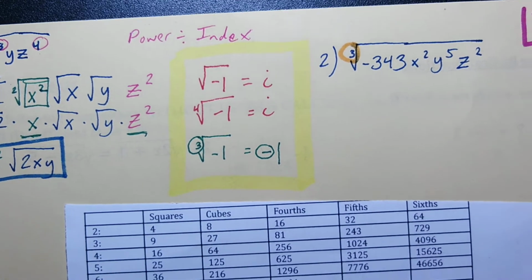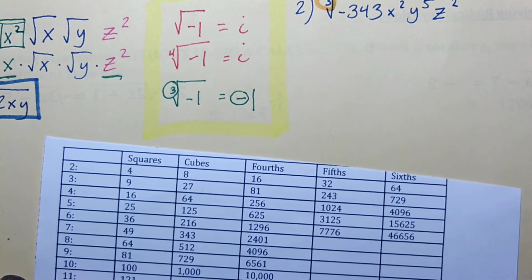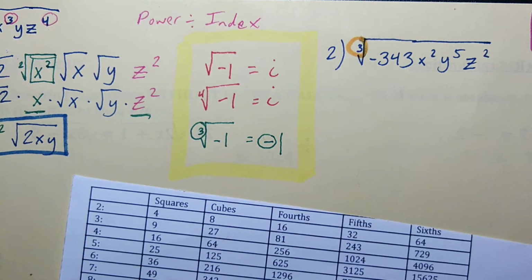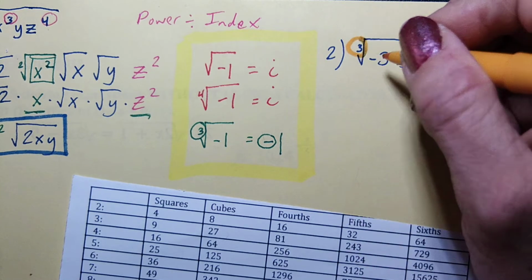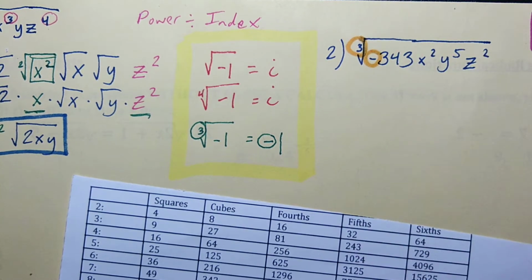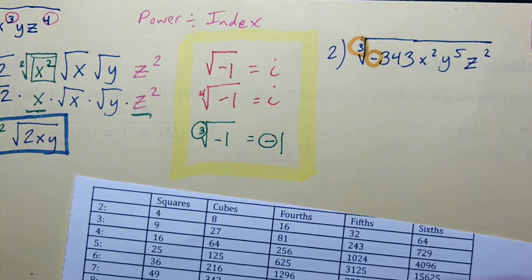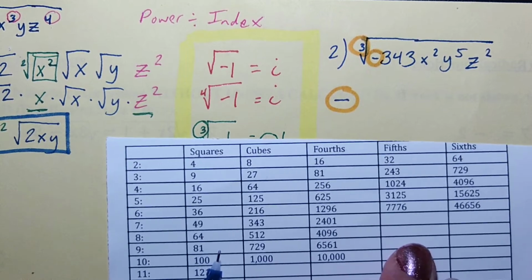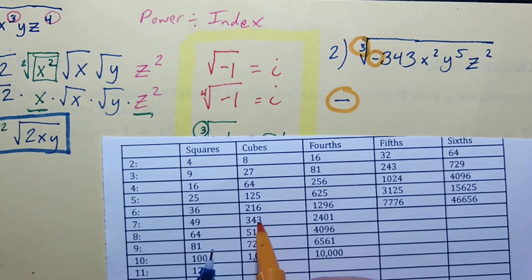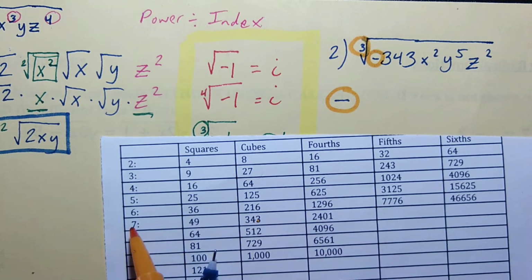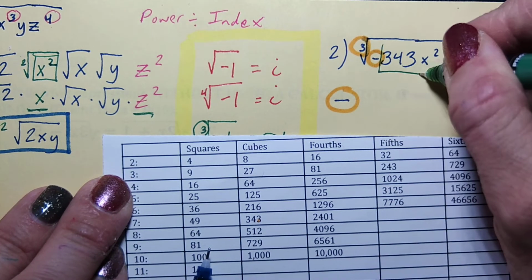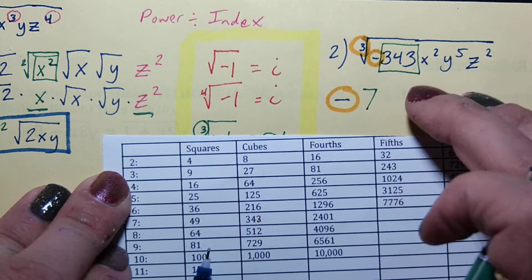So first, it's a cube root. So how is that negative going to come out of the cube root? As an i or as a negative? As a negative. Then we look at the 343. 343 is a perfect cube, so its cube root is 7. So I take the cube root and it's 7.